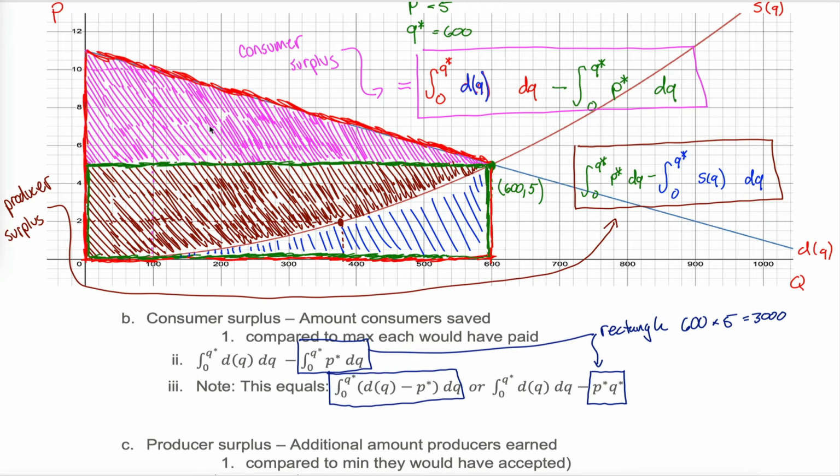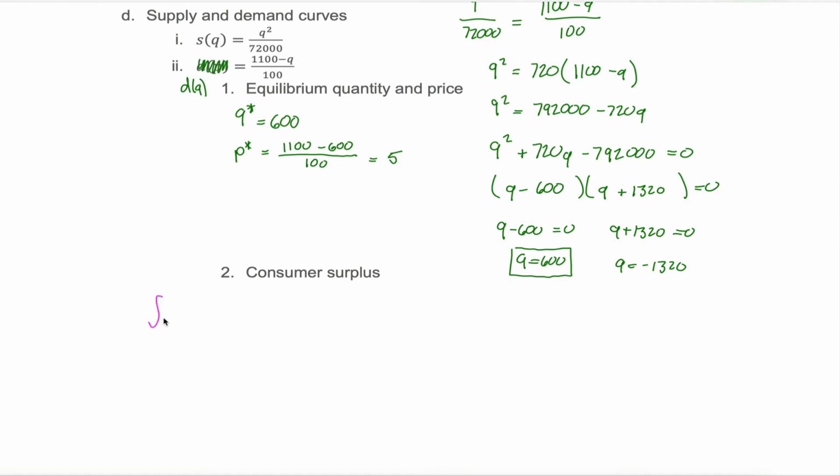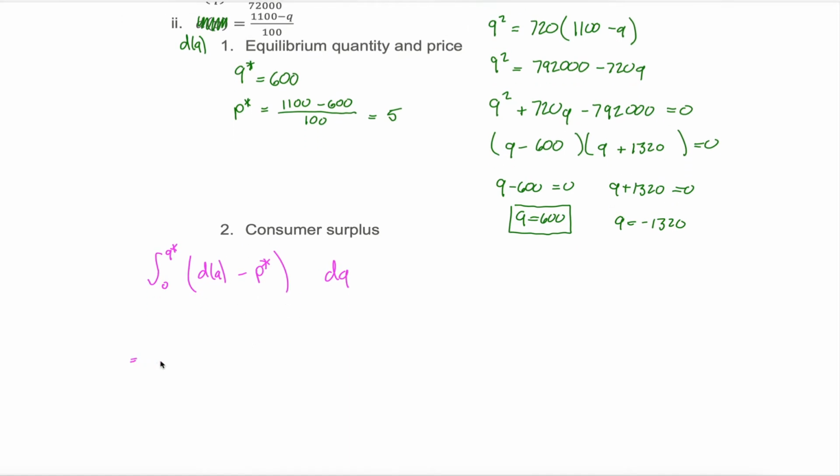That's this area highlighted in pink here. You can memorize the formula if you want, or you can just think about it as the area underneath the demand curve all the way down to the equilibrium price. So it's the integral from 0 to whatever Q star is equal to, in this case it'll be 600, of the demand curve D of Q minus the equilibrium price P star. This is a definite integral, so I put the dq at the end, not to be confused with this dq right here.